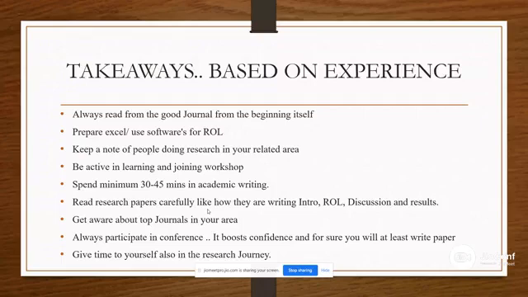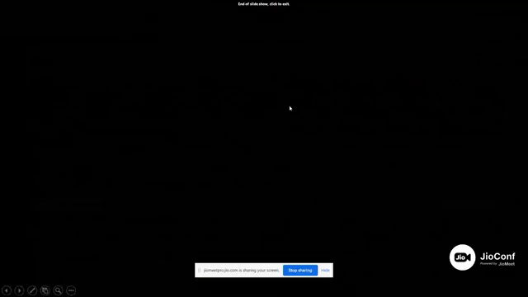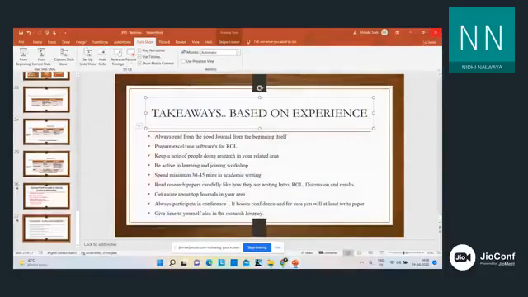Read research papers carefully, like the introduction, review of literature, discussion, and results, and how they are written, so that you will understand the structure of the paper. Give time to yourself in this research journey too. These are all the takeaways I wanted to tell you, and this is the end of my presentation.